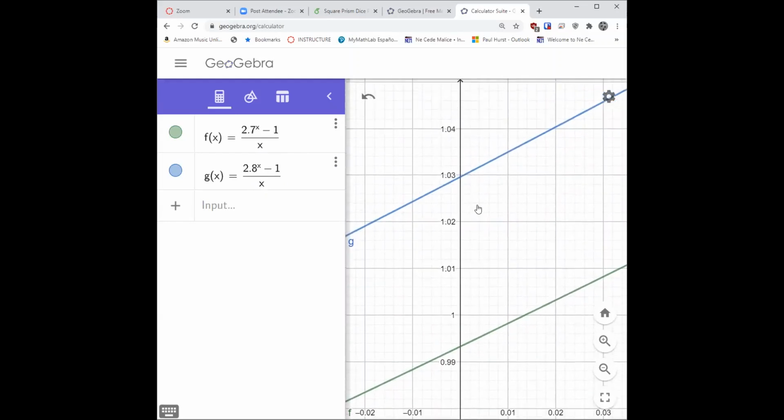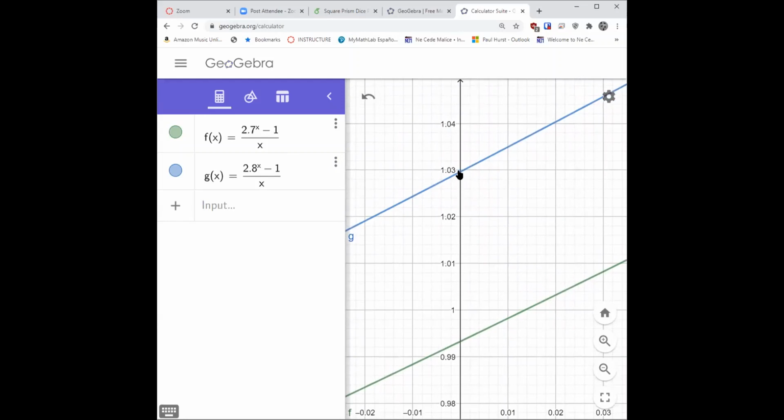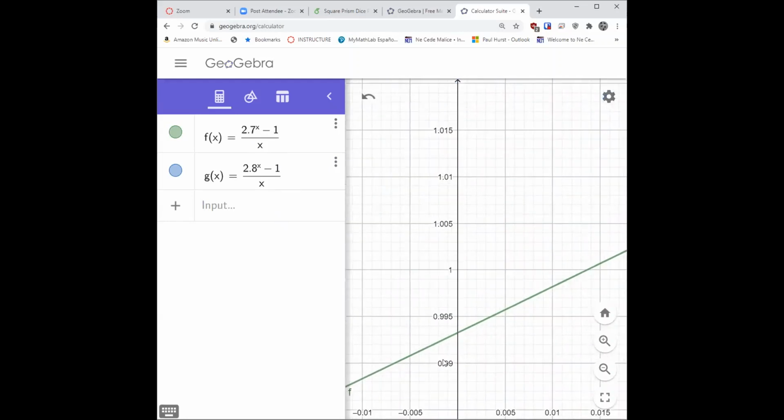So it says they want it to 2 decimal places, and so this is pretty much this one right here, the top one, the 2.8 to the x minus 1 over x. That is closest to 1.03, and the 2.7 is closest to 0.99. It's closer to 0.99 down to 1. So, okay, those should be the answers for that. So we'll go back and put that in there.